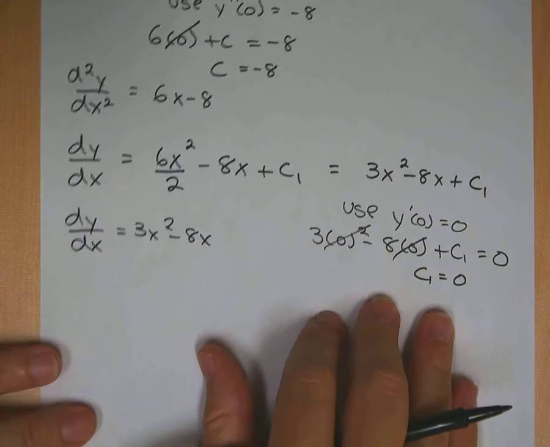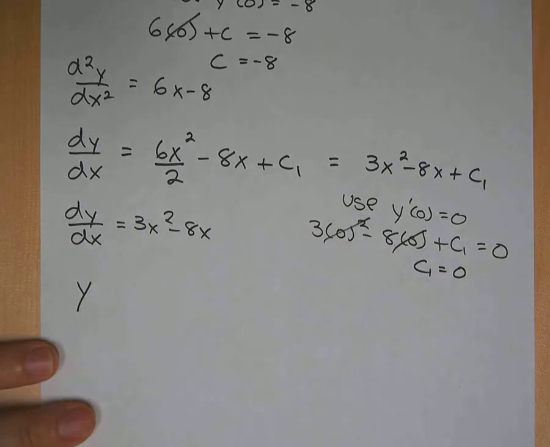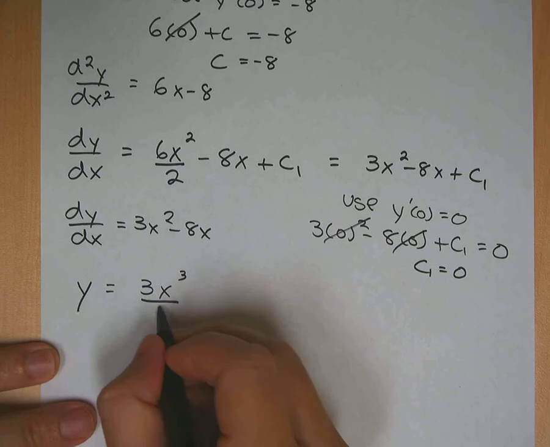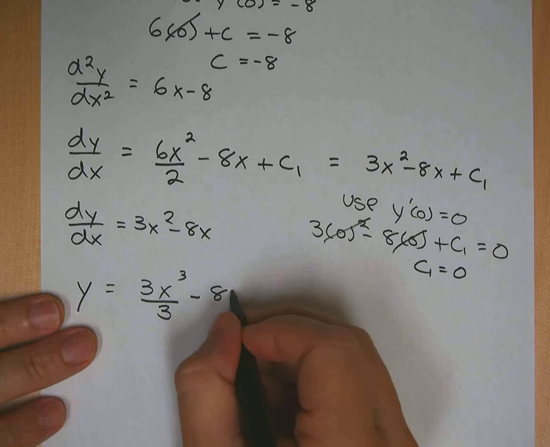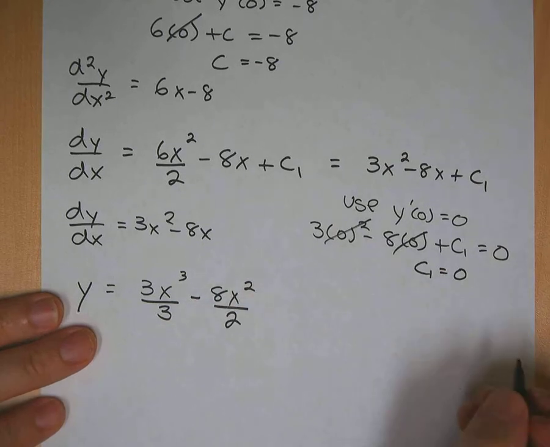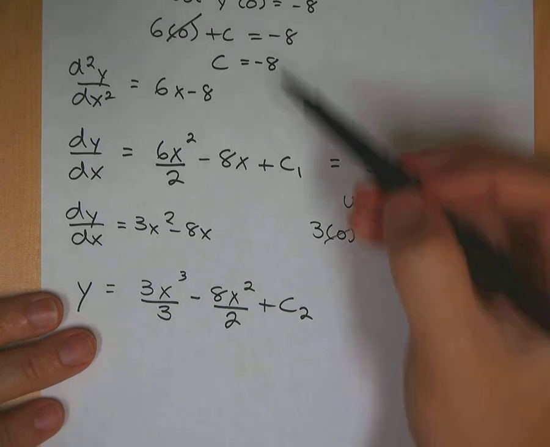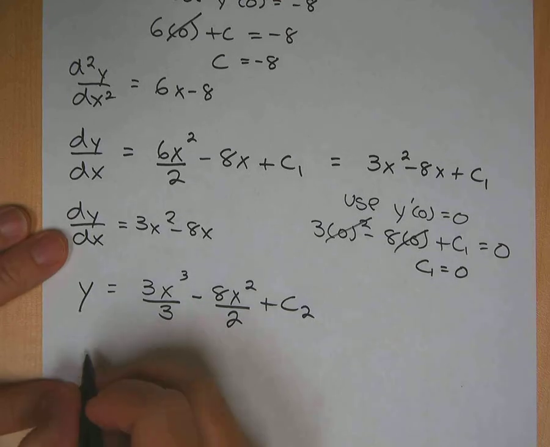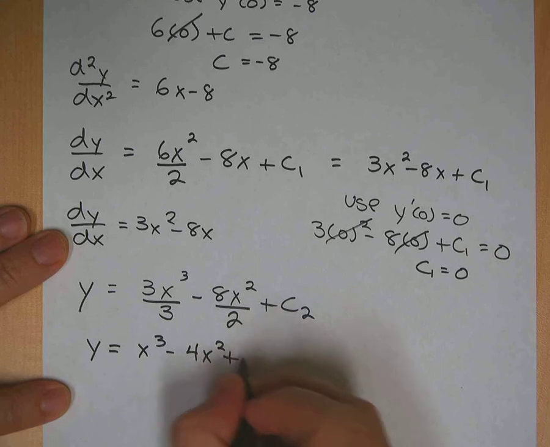Now we've got to do this one last time and then we're done. So we undo this derivative, which will bring us all the way back to the original function. Again, we add 1 to the exponent and divide by that same number. Do the same thing to the -8x. We add 1 to the exponent and divide by that same number. And then we put c2. Again, not the same constant as the first two constants. Okay, so clean this up. y is equal to x cubed minus 4x squared plus c2.